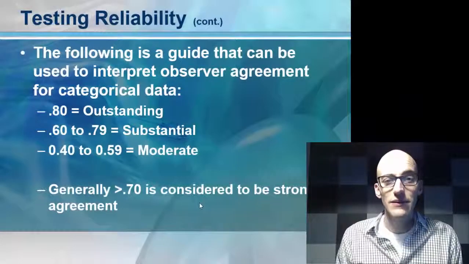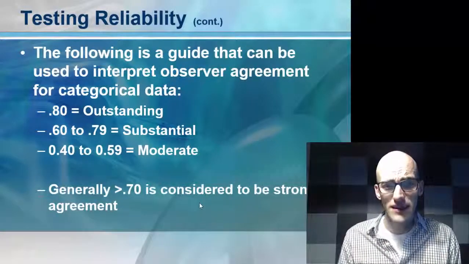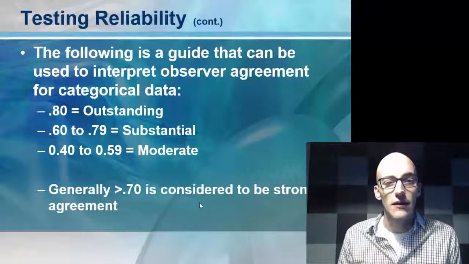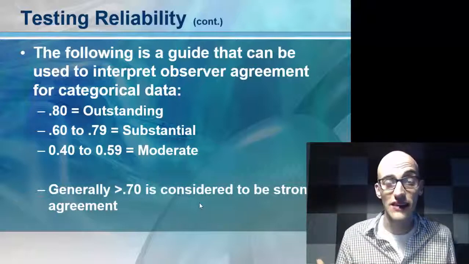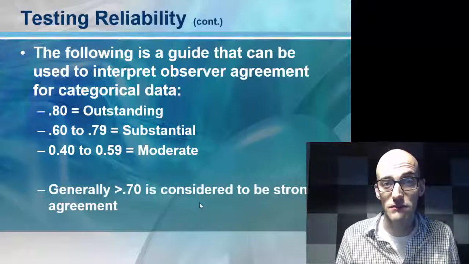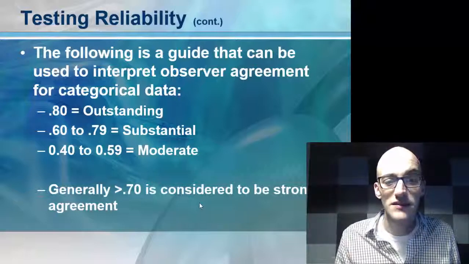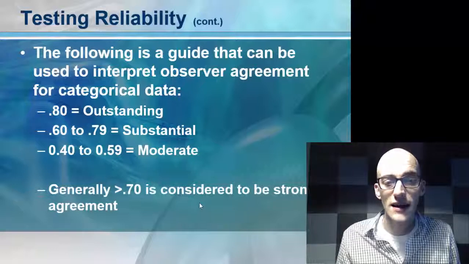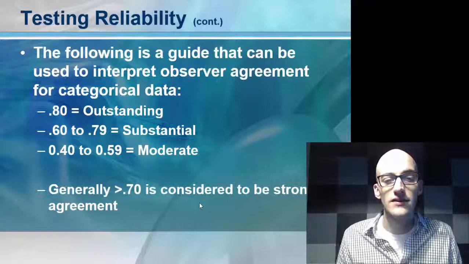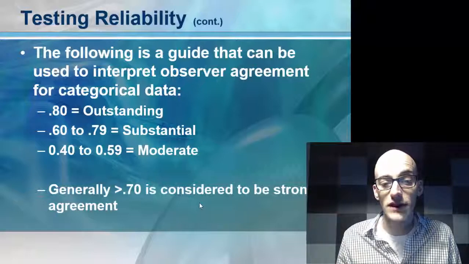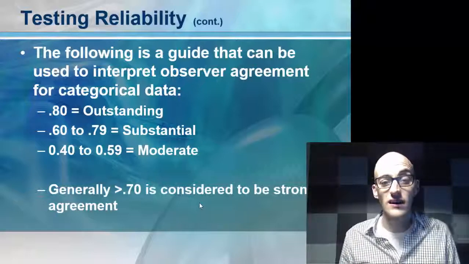So when testing reliability, again, you don't necessarily need to remember this, but it's going to be a resource to you on your slides. So again, above 0.8 is outstanding. If we've got something that's got above 0.8 reliability, it's something that you would definitely use and something that's shown to be reliable. 0.6 to 0.79 is substantial, and 0.4 to 0.59 is moderate. So generally, anything above 0.70 is considered to be strong agreement.